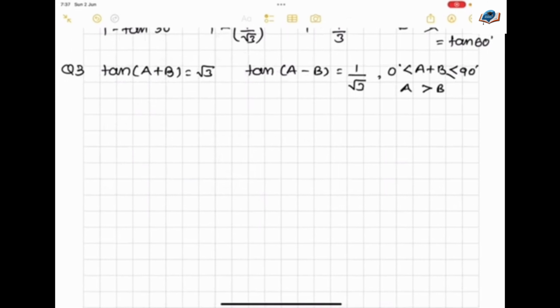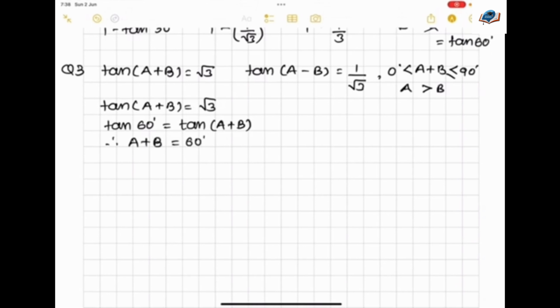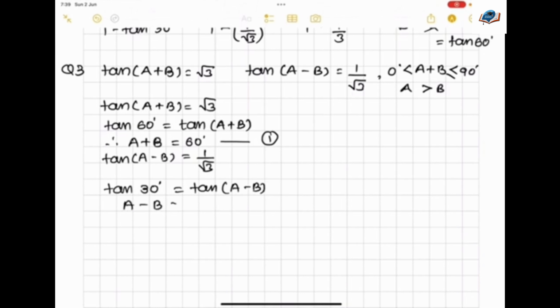Now question 3 says tan A plus B equal to root 3, tan A minus B equal to 1 upon root 3. The A plus B is greater than 0 and less than or equal to 90. And also A is greater than B. So tan A plus B equal to root 3. So tan 60 equal to root 3. So I can write tan 60 equal to tan A plus B. So A plus B equal to 60 degree. So that I am giving as one number. Now tan A minus B equal to 1 upon root 3. So again I can say that tan 30 degree equal to tan A minus B. So A minus B will be 30 degrees. So two number.